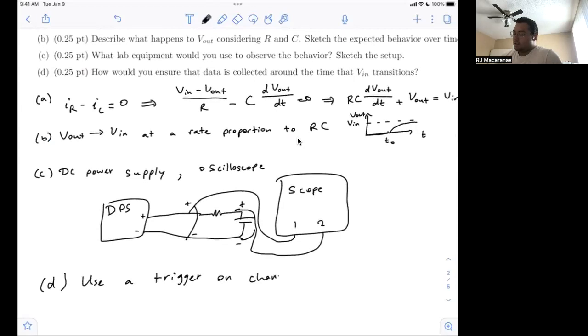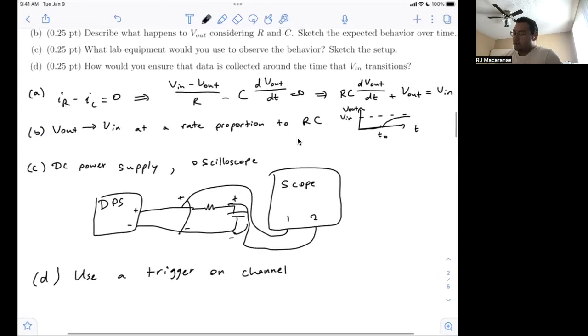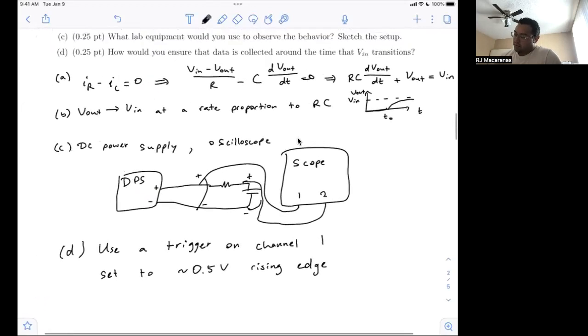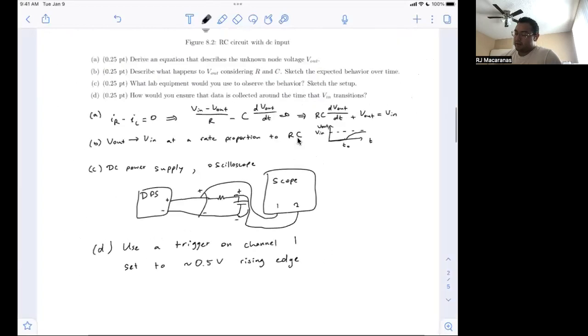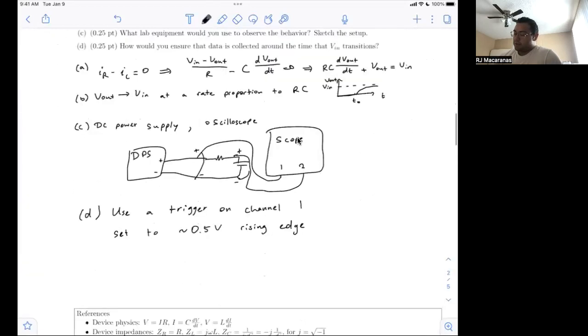On channel 1, since in my setup drawing, I've connected channel 1 to that input. On channel 1, set to maybe about half a volt and rising edge. And so I want you to fully specify how you are going to ensure that this happens. So we're going to set a trigger. Once that trigger is triggered, it's going to start collecting data. So that is number 2 here.